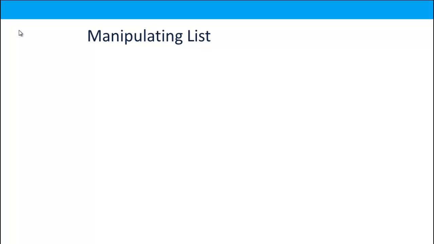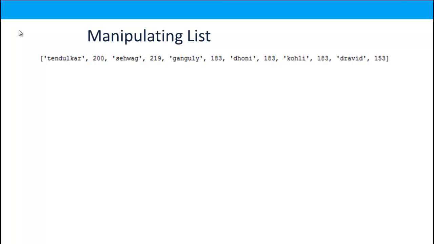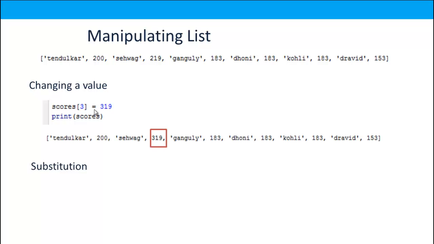After creating the list and indexing its values, we can also do manipulation on it. Here we have the same list which we have been using in our previous examples. Changing a value in the list is pretty straightforward. Suppose we want to change the value of 219 to 319. We simply write the index of that element inside the square brackets and assign the new value using the equal to sign.